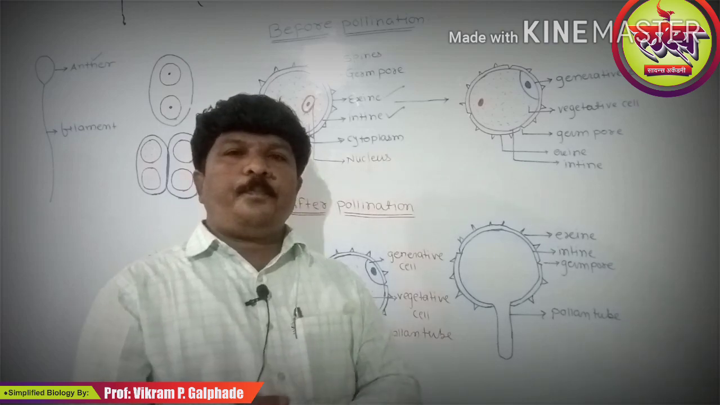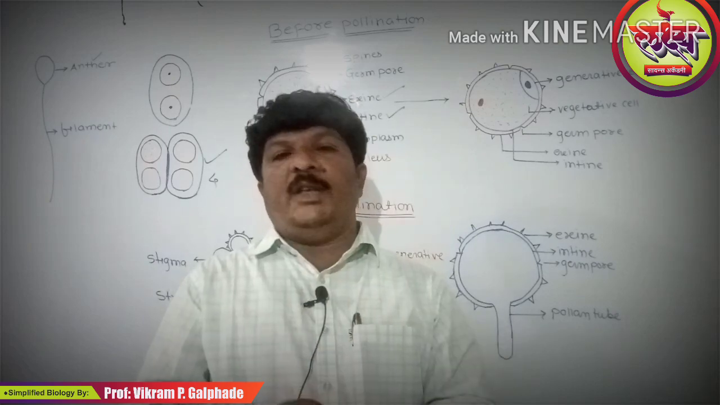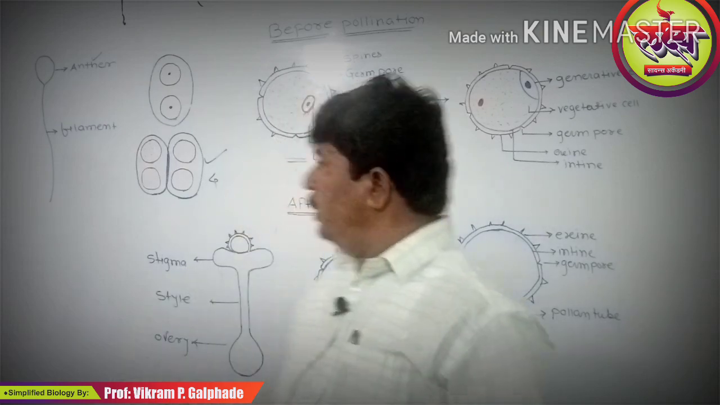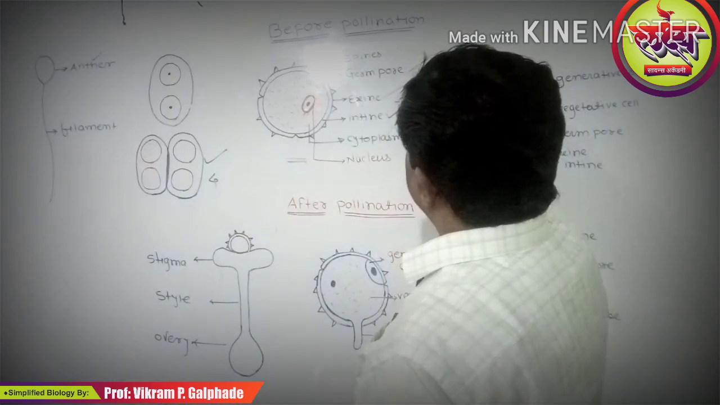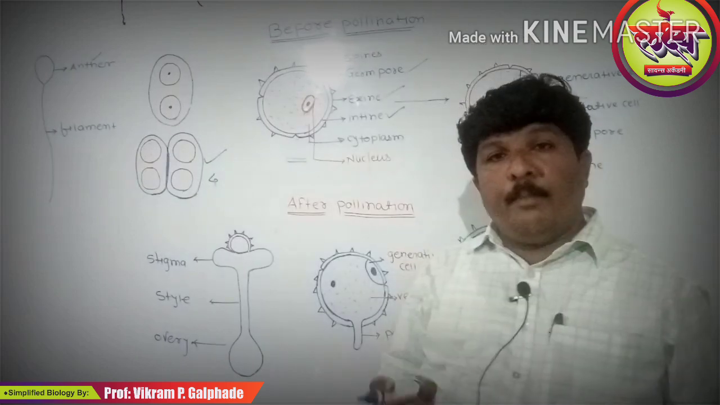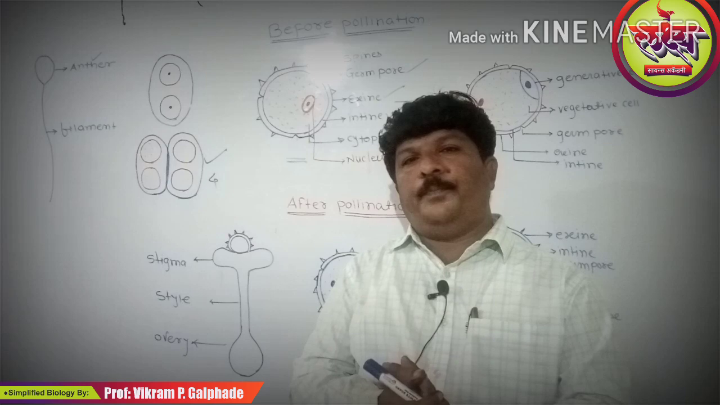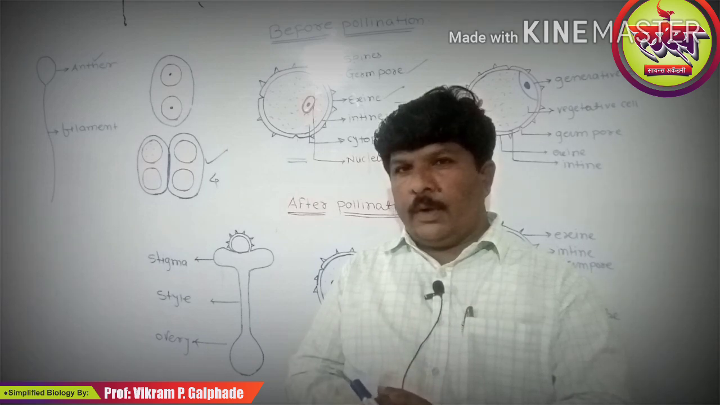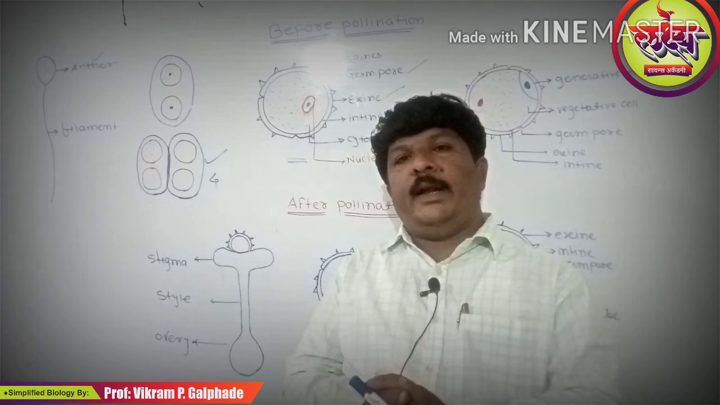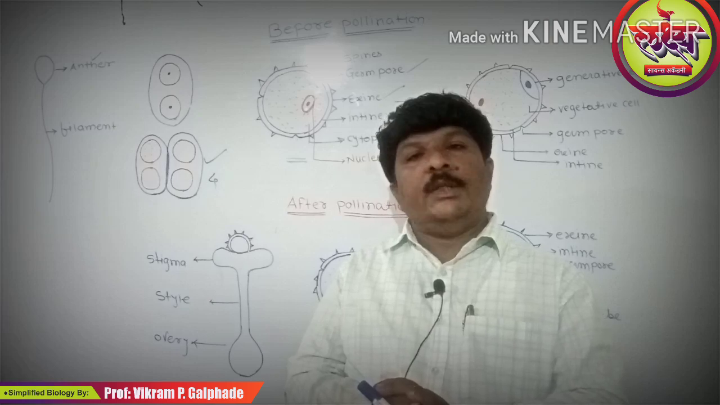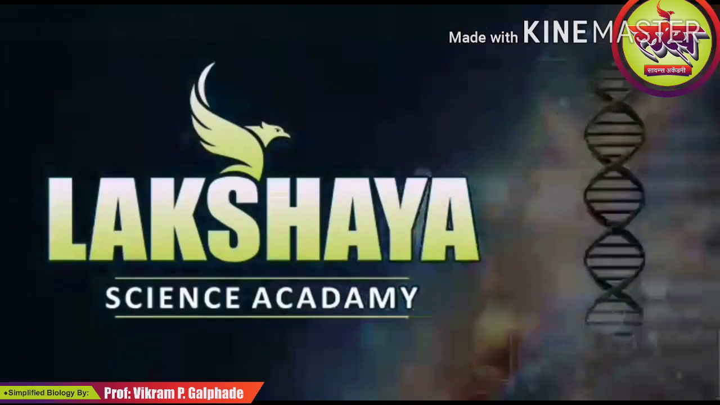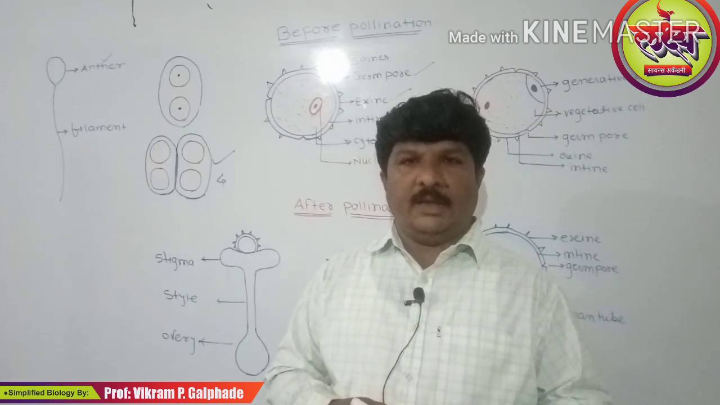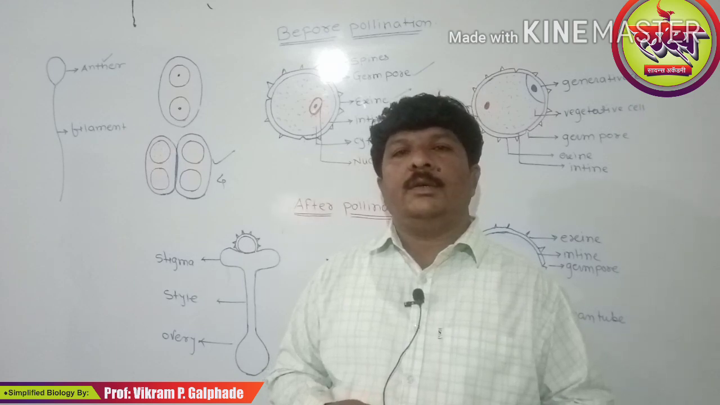On the exine, microscopic openings are present. These microscopic openings are called germ pores. The number of germ pores is different. A monoporate pollen grain has a single germ pore and a triporate pollen grain possesses three different germ pores. These germ pores act as a site for the exit of the pollen tube.